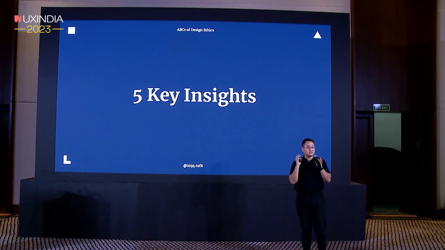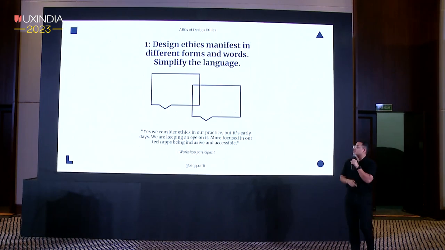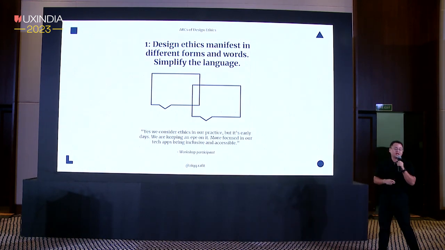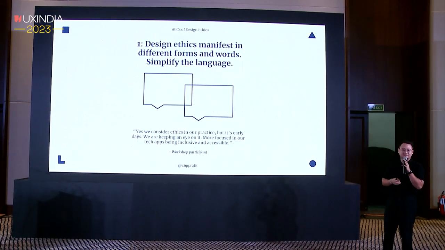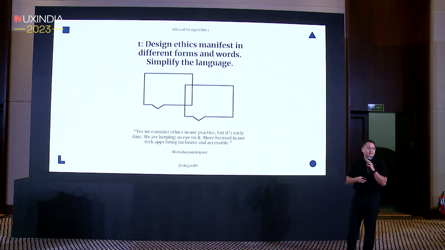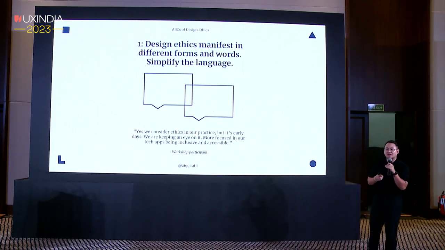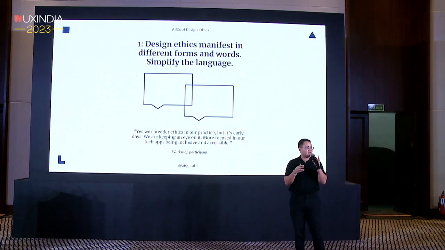From all of that research, these are the five key insights that I want to share with you today. This is what I've learned. The first insight is that design ethics manifests in different forms and words, and there was a need to simplify the language. I bet a lot of us don't remember half of what I said around virtue ethics and consequentialism. It also emerged in other conversations, where people think about sustainability, or how to make their website more accessible, accessibility guidelines. Those are the other terms that come up in place of ethics.